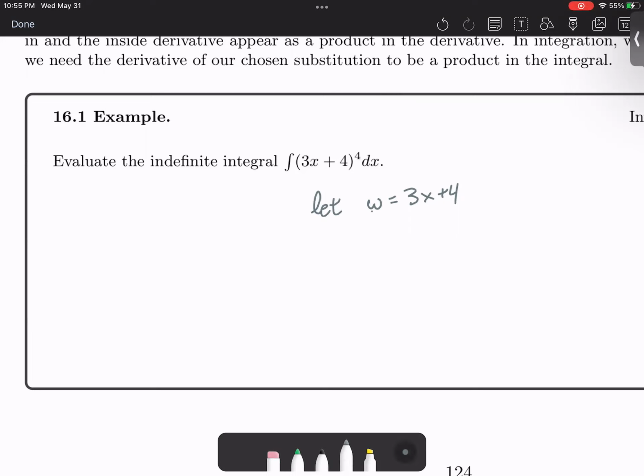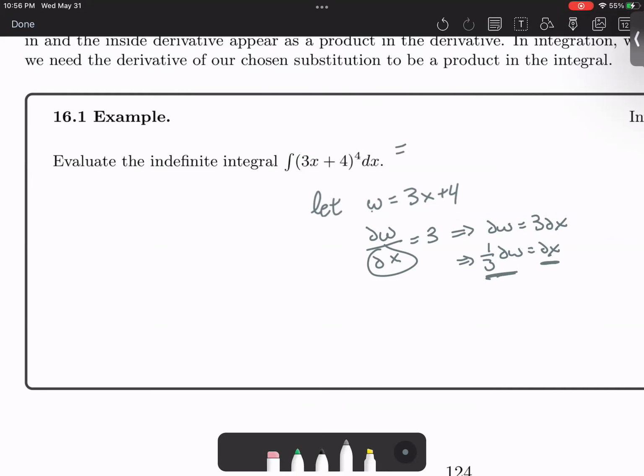All right, now if w is equal to 3x + 4, I can differentiate w with respect to x. So what's the derivative of 3x + 4 with respect to x? That's a 3. So I can solve that for the dx by throwing the dx onto the other side and dividing by the 3. So dx is equal to 1/3 dw.